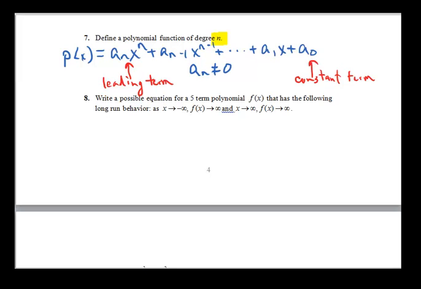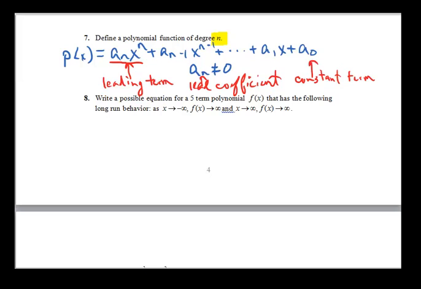The reason is, if a sub n was equal to 0, then this would no longer be a polynomial of degree n, it would be degree n minus 1. So the only requirement on those coefficients is that a sub n cannot equal 0. And a sub n actually has a name too, since a_n x to the n is the leading term. A sub n is known as the lead coefficient.